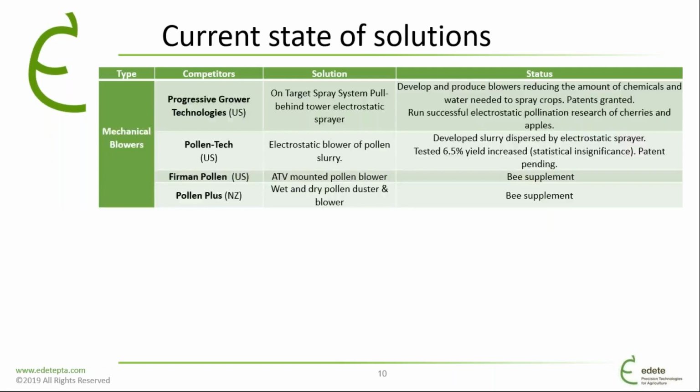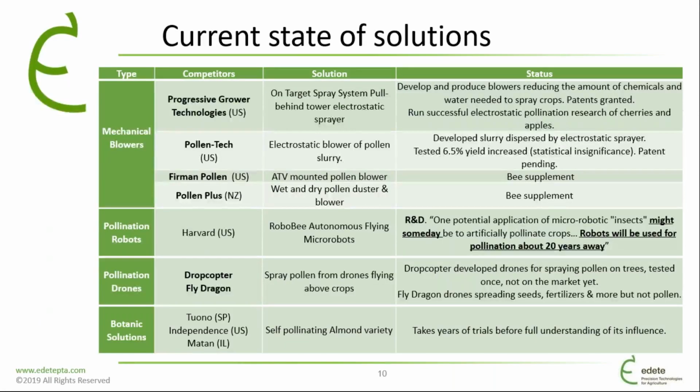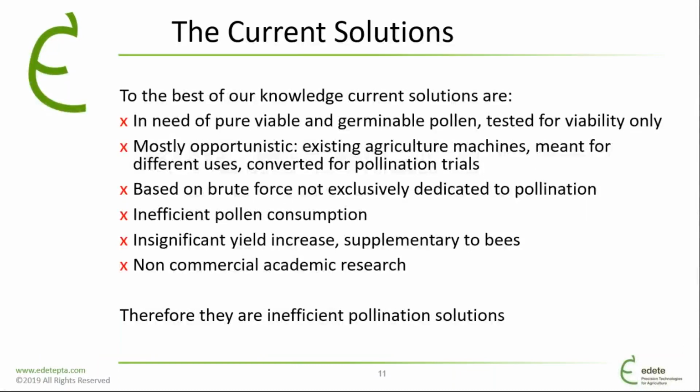We're not the only ones trying to solve pollination deficiency problems. We see 4 types of competition: mechanical blowers, whether electrostatic or not, robotic bees or drones, and botanical self-pollinating cultivars. To the best of our knowledge, all mechanical solutions, robots and drones will need pure, viable, and germinable pollen. Mechanical blowers are mostly opportunistic: existing agriculture machines meant for different uses, converted for pollination. They are based on brute force and inefficient pollen consumption.